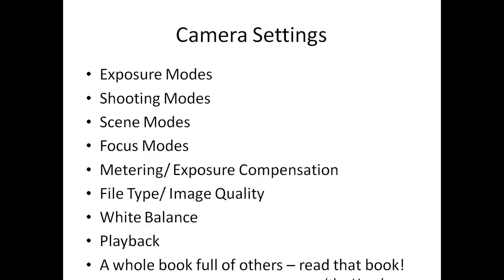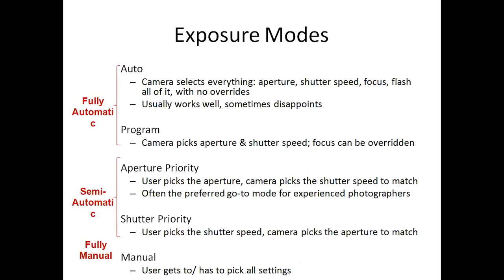Camera settings: exposure modes, shooting modes, scene modes, focus modes, metering or exposure compensation, file type or image quality, white balance, playback, and a whole book full of others. Read that book over there. So exposure modes: we have fully automatic, semi-automatic, and fully manual. In auto and program modes, the camera selects everything: aperture, shutter speed, focus, flash. Usually it works well, sometimes it disappoints. The program camera picks aperture and shutter speed, and focus can be overridden.